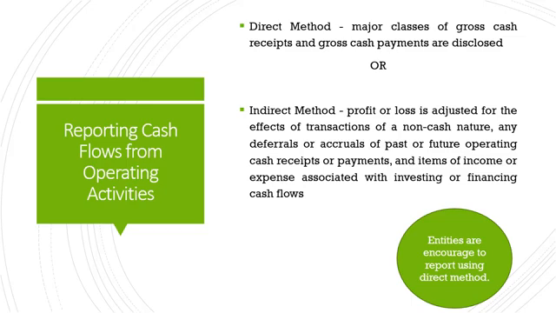We have two methods of presenting cash flows from operating activities. The first one is what we call the direct method, where we present the gross receipts and gross payments, while the indirect method is the one where we start from profit or loss, and then adjust based on the non-cash nature, any deferrals or accruals, or future operating cash receipts or payments. The accounting standards encourage that we use the direct method of reporting. The reason is this will provide more information compared with the indirect method.